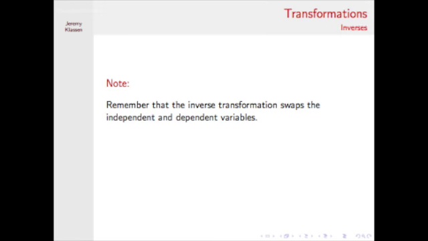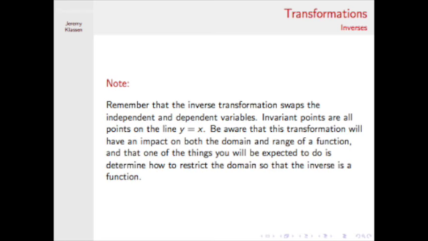Now, with inverses, it's important to remember that the inverse transformation swaps the independent and dependent variables in a function, or relation for that matter. And because it swaps the x and y variables essentially, all of the invariant points for this particular transformation are going to be on the line y equals x, because when you swap them, it's not going to make any difference.